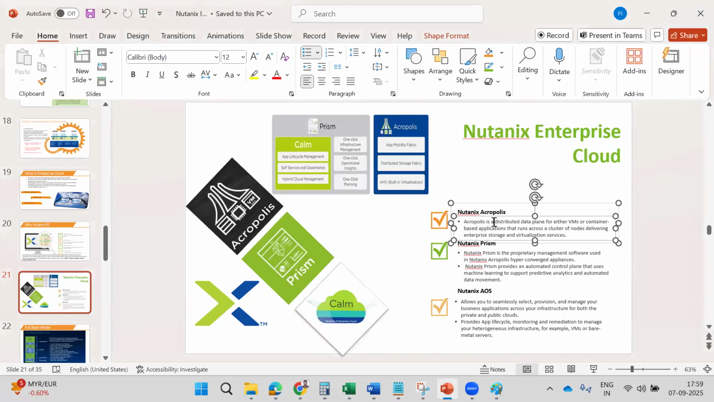Okay, and we also have 3 different products from Enterprise Cloud: Acropolis, Prism, and AOS. We are going to spend more time on this. Okay, so as I said, AOS is an operating system that will have the intelligence software.